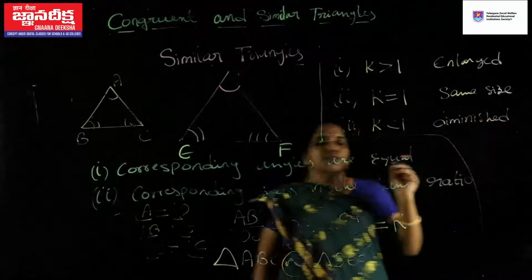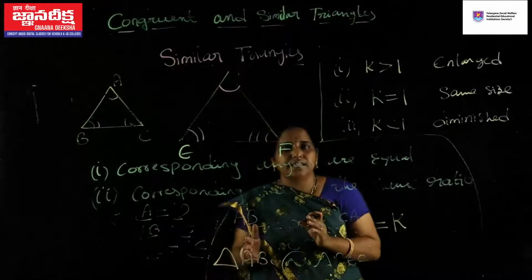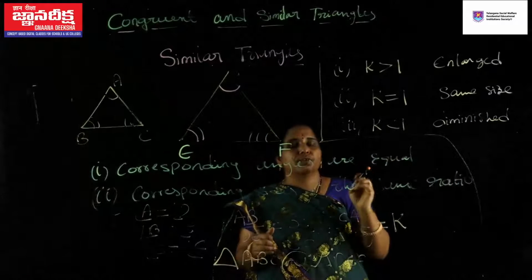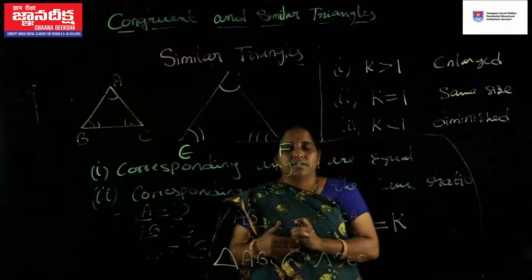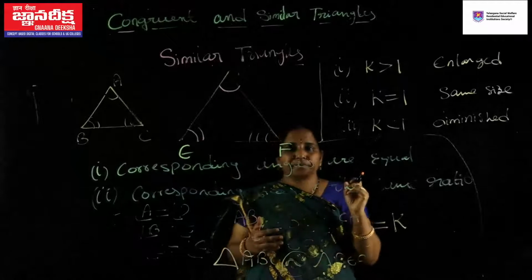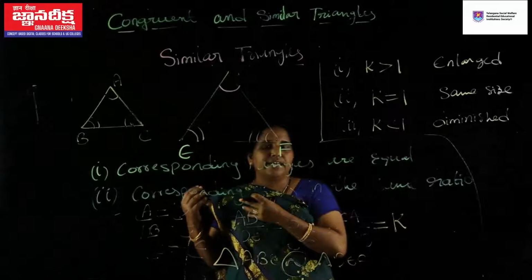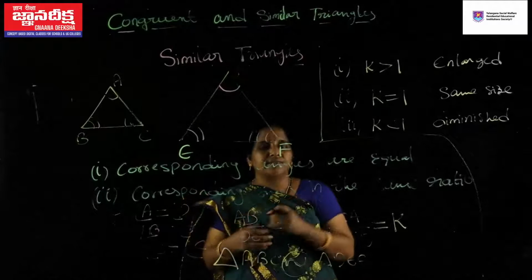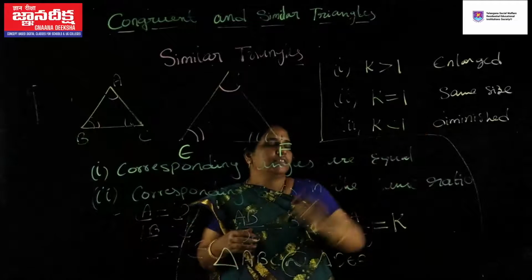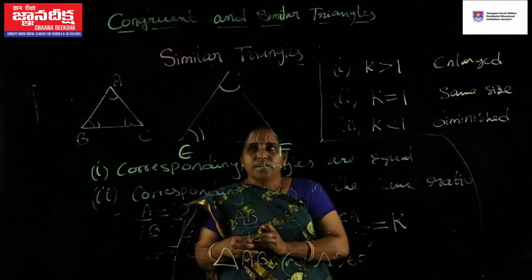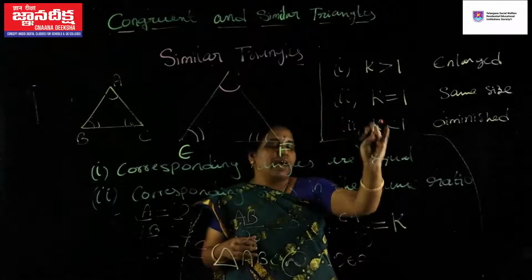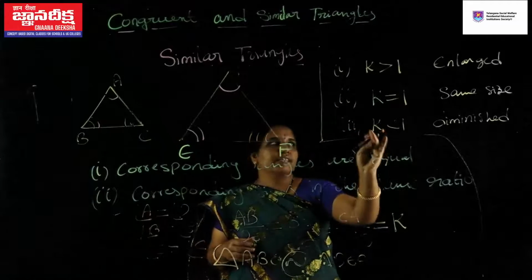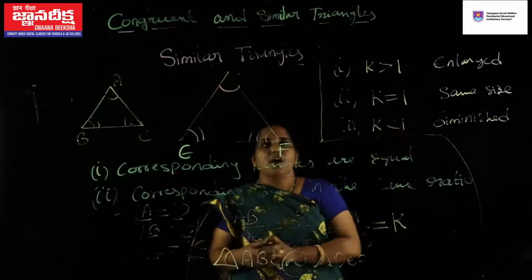figure. That is small in size. Object is bigger in size, but when you see it, it looks very small. The mirrors that we use for the vehicles and all, when it is large distance, it is seen very near. No? In that concept, this diminished figure appears. Okay. So this is how, depending on the value of K, we can decide the size of the similar objects.